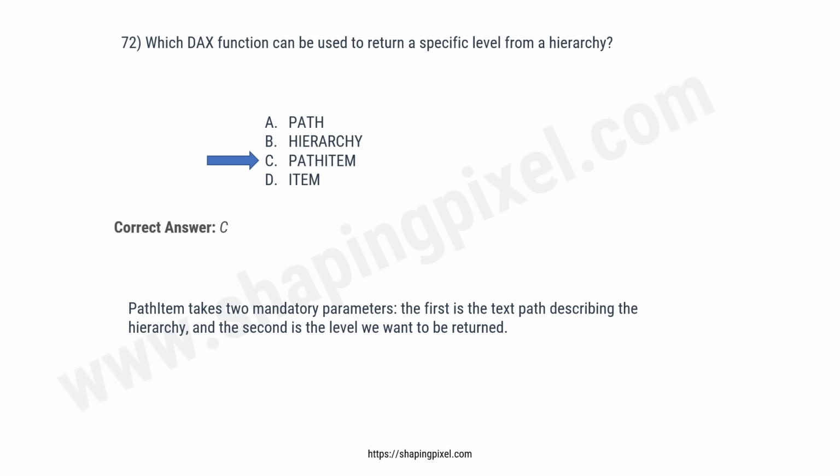So path item takes two mandatory parameters. The first is the text path describing the hierarchy, and the second is the level we want to be returned.